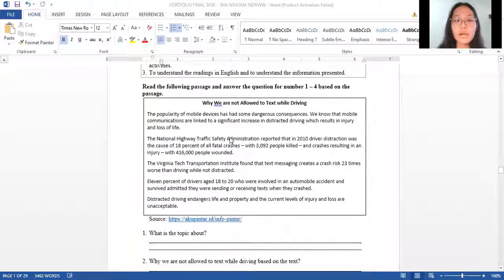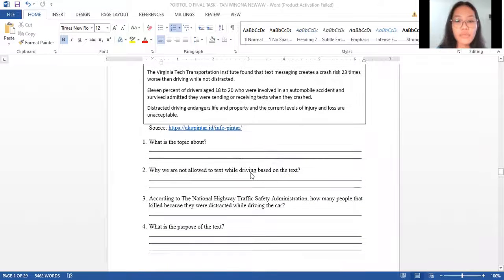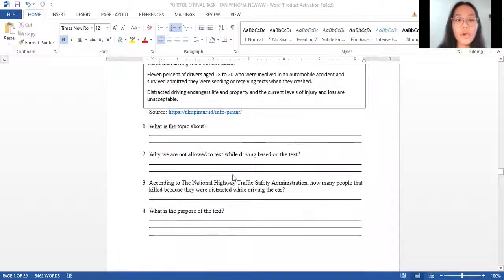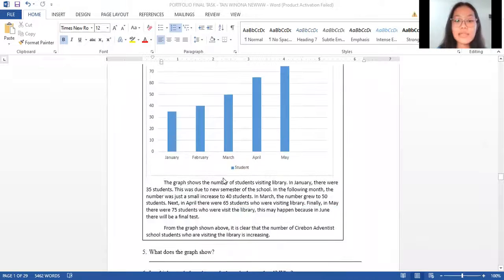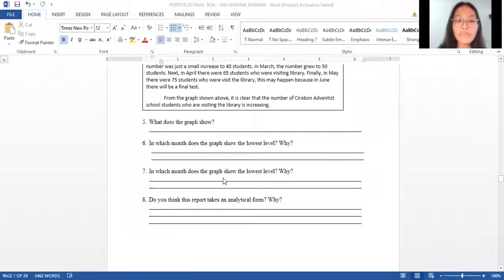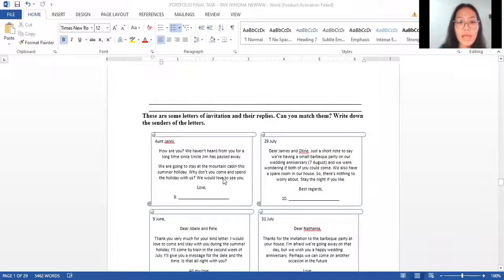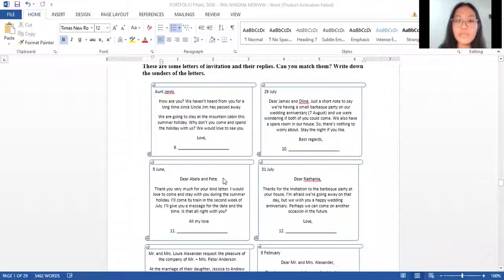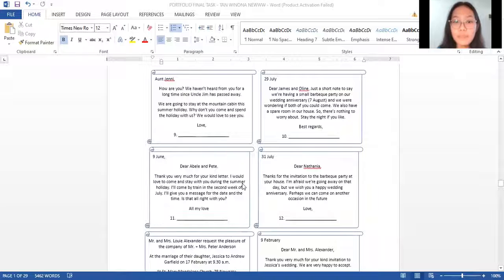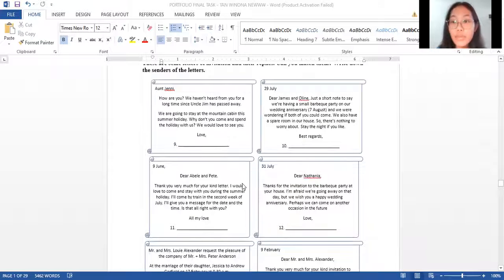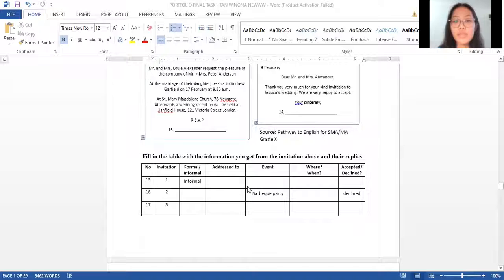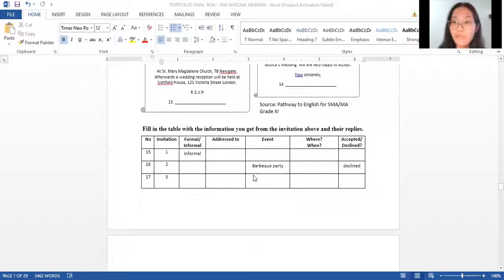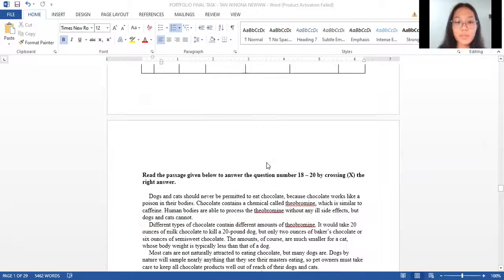Okay, there is a passage, and you have to answer the four numbers based on the text. And then this is also for number 5 up to 8. And then there are some letters of invitation and their replies. Okay, you have to match them. Who is the sender and who is the recipient here? And then fill in the table with the information you get from the invitation above and their replies.